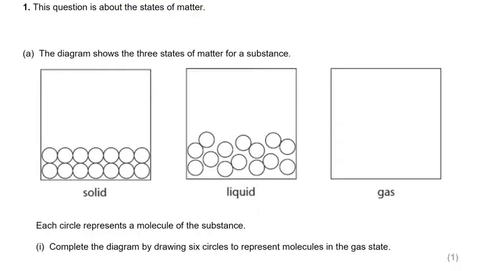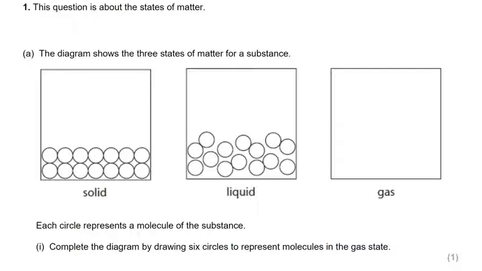Okay, so here the diagram shows the three states of matter for a substance. You've got solid and then you've got liquids. Now you can see liquids are still together, and the particles in liquid are moving. And you can see as you go from solid to liquid, you get more energy, but the particles are staying the same. So this goes on nicely to our next question, which I'll come to after this.